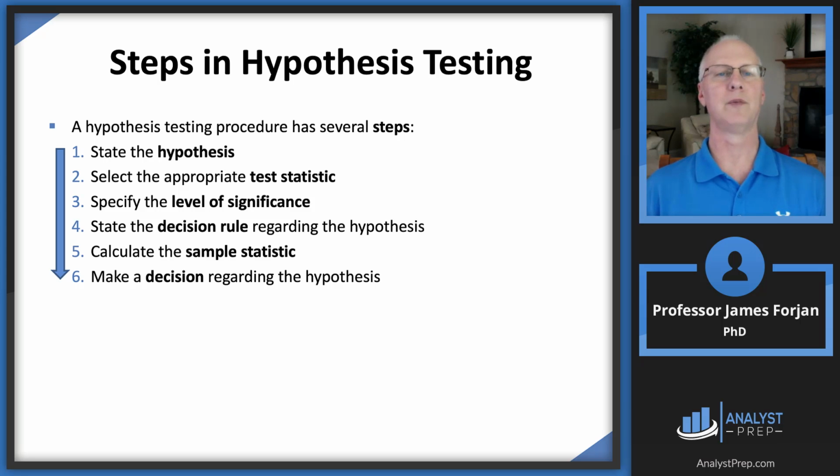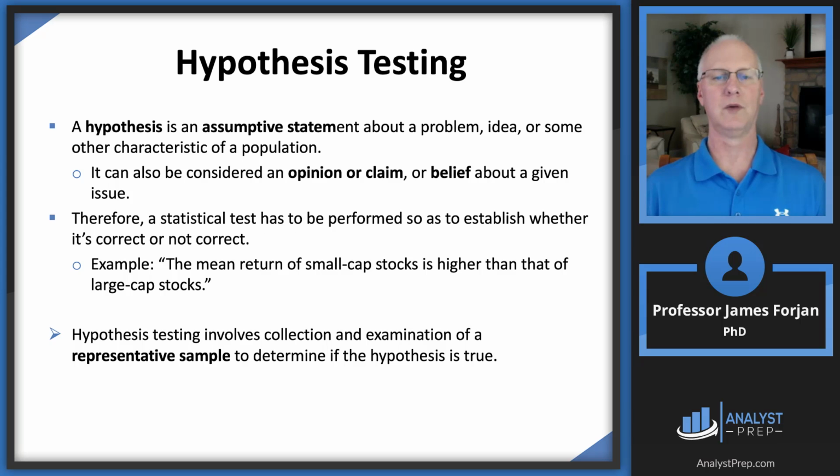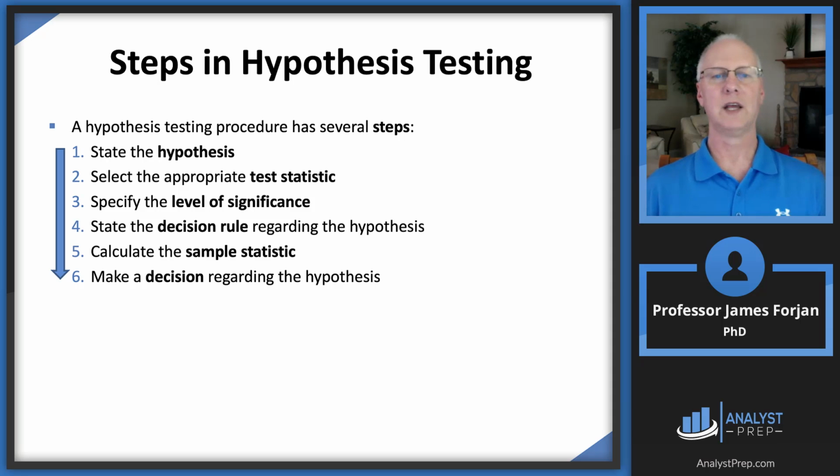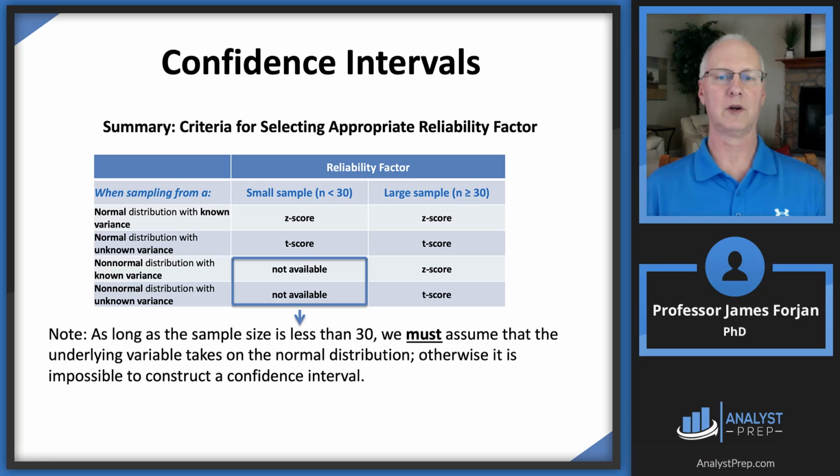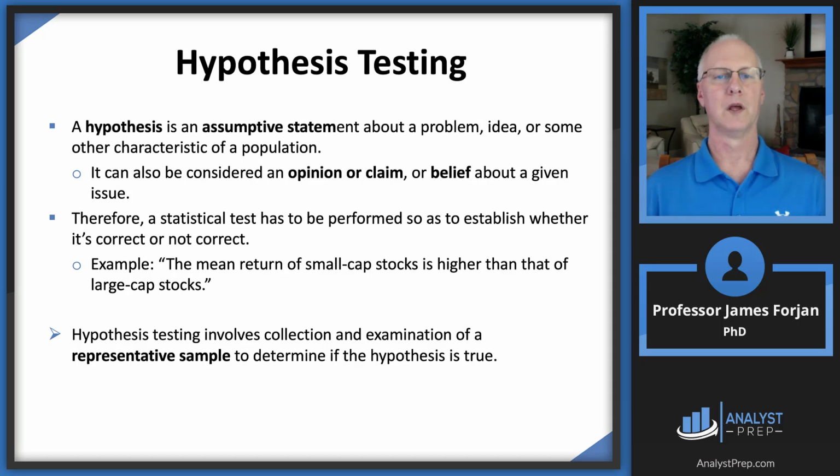So here are the steps. State the hypothesis, which we did right there, right? Mean return of small cap stocks. All right. Select the appropriate test statistic. So then we've got to go back here. Let me just go back one more. We have to go back to whether or not we know stuff, whether or not we have more than 30, right?